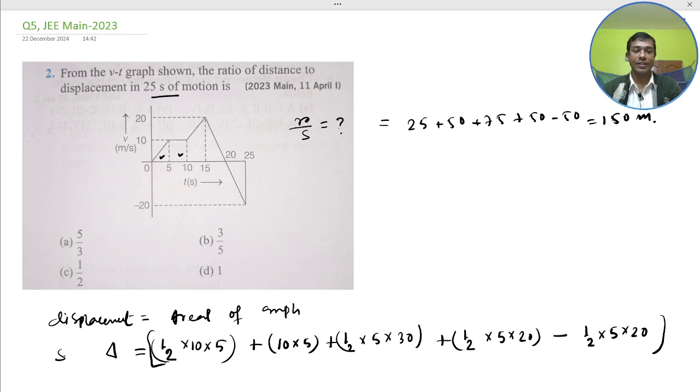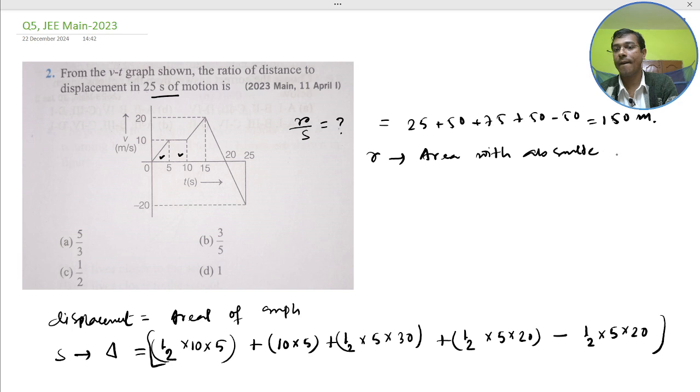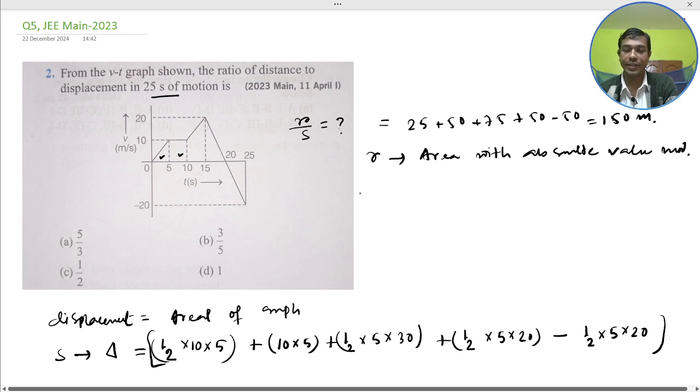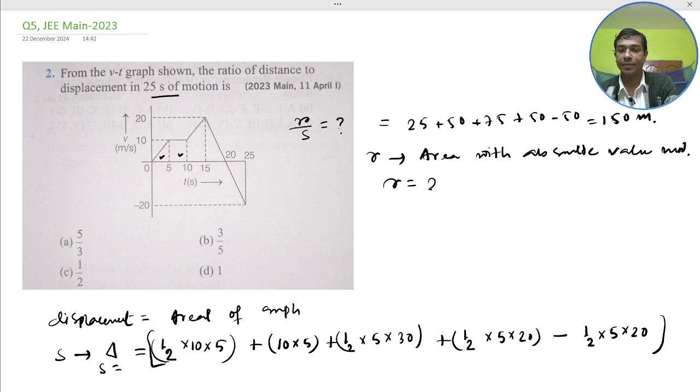The displacement is s, and now the distance means r. For the distance, take the area of the graph with absolute values. Distance means area with absolute value. Take the mod, making everything positive. So the distance is 25, 50, 75, 50, 50, so it would become 250.